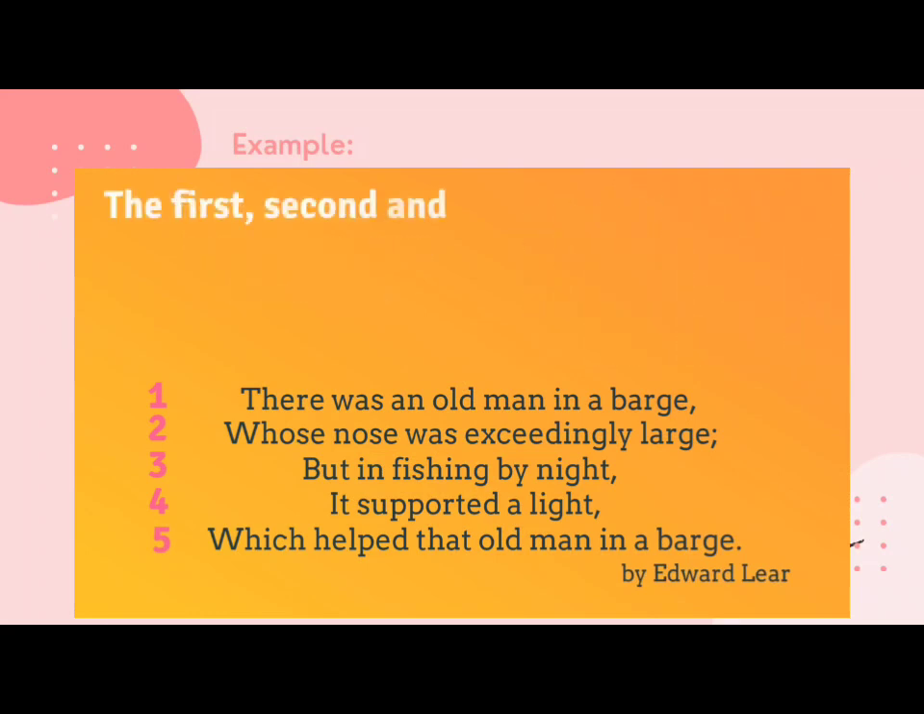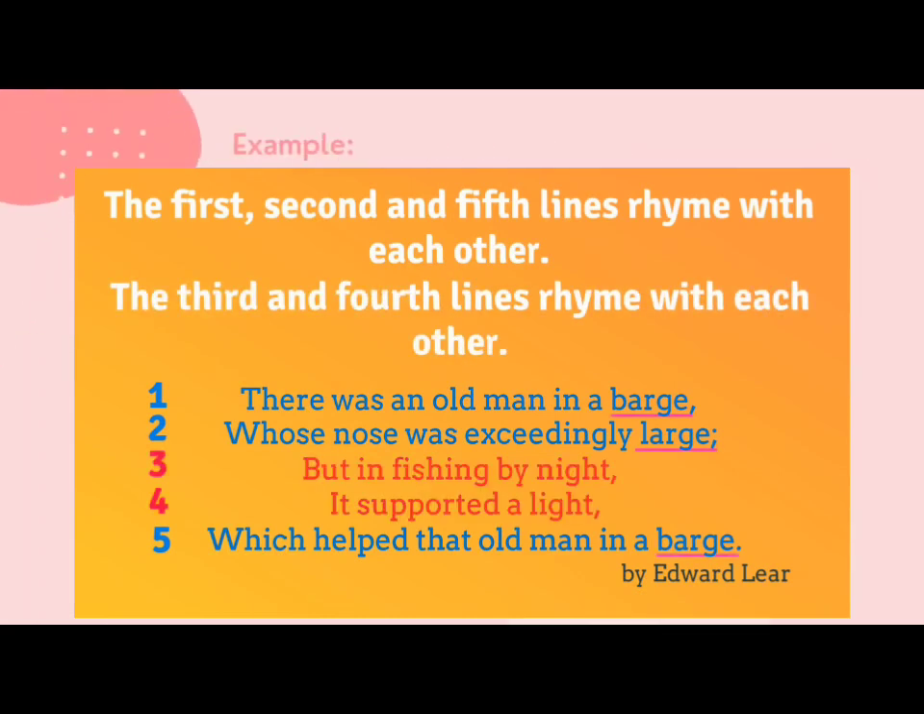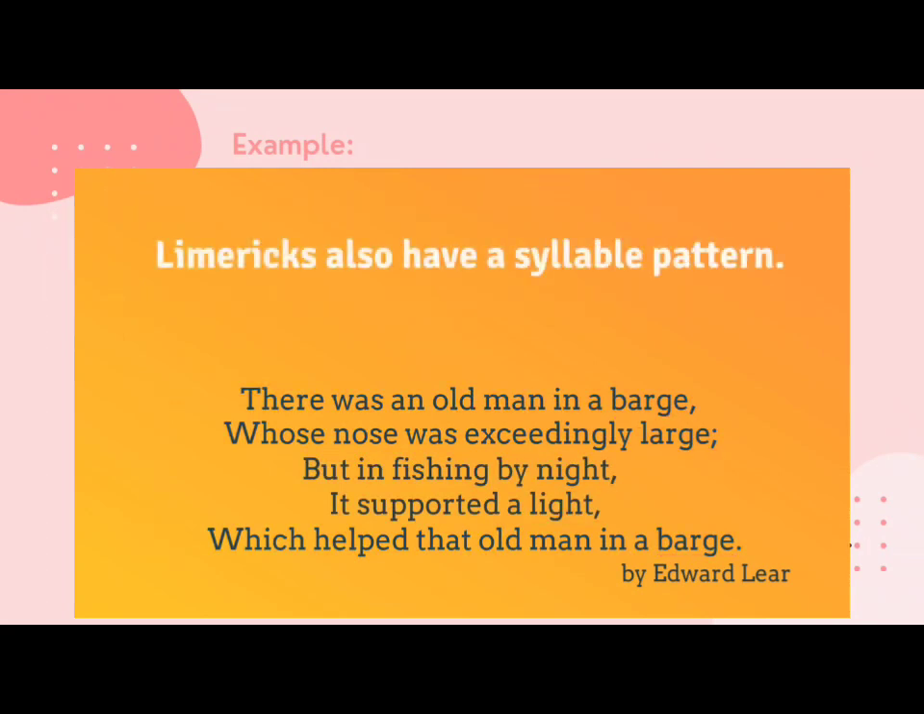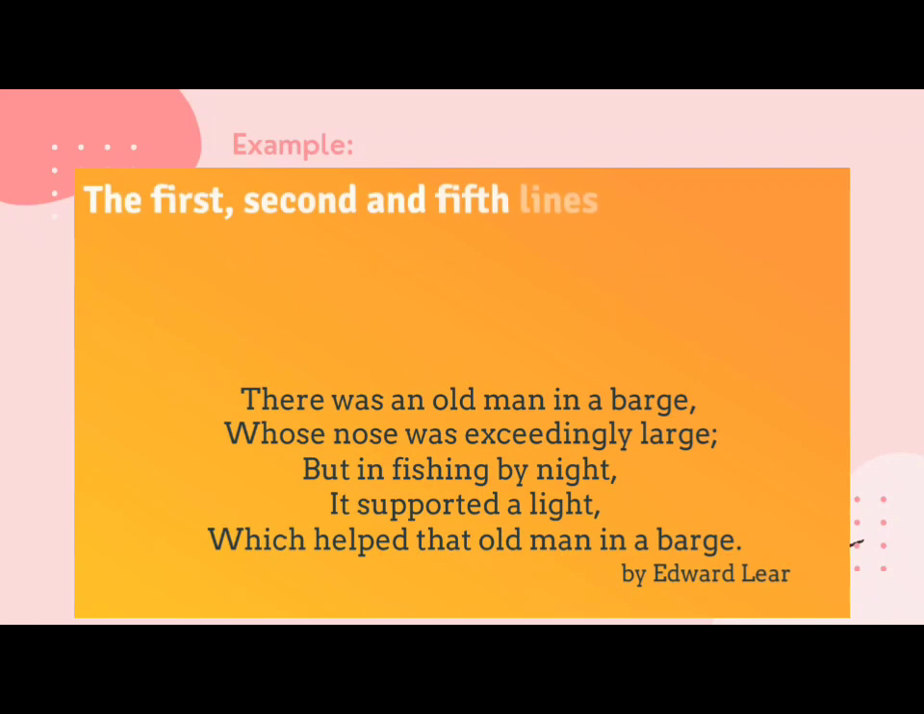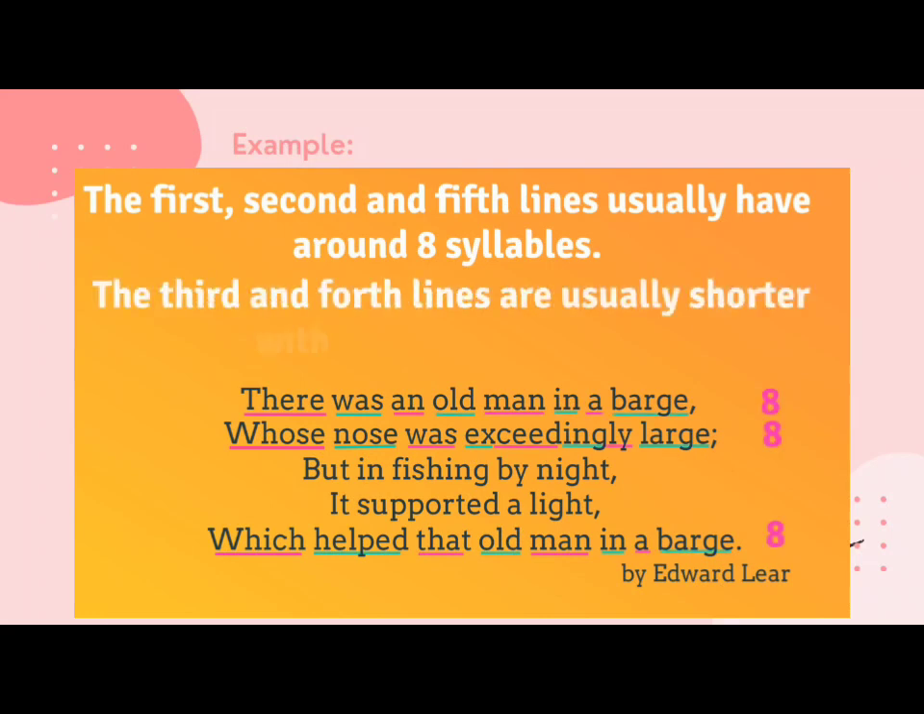The first, second, and fifth lines rhyme with each other. The third and fourth lines rhyme with each other. Limericks also have a syllable pattern. The first, second, and fifth lines usually have around 8 syllables. The third and fourth lines are usually shorter, with around 6 syllables.